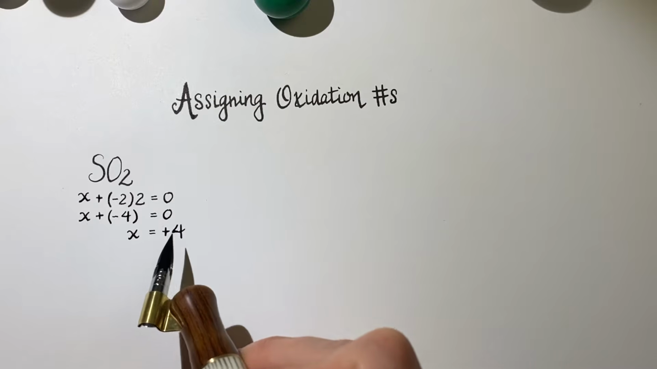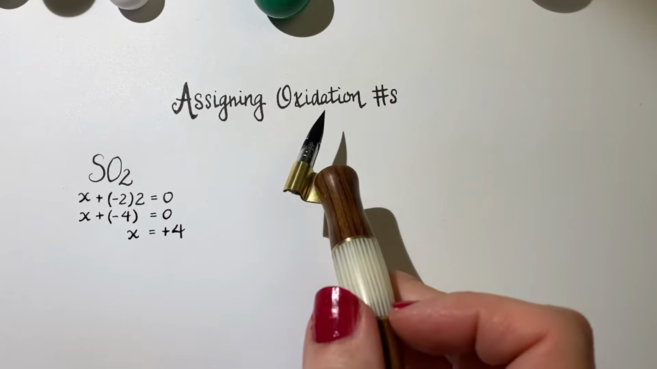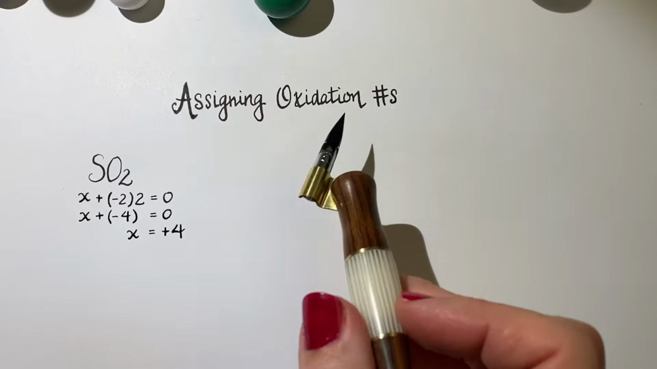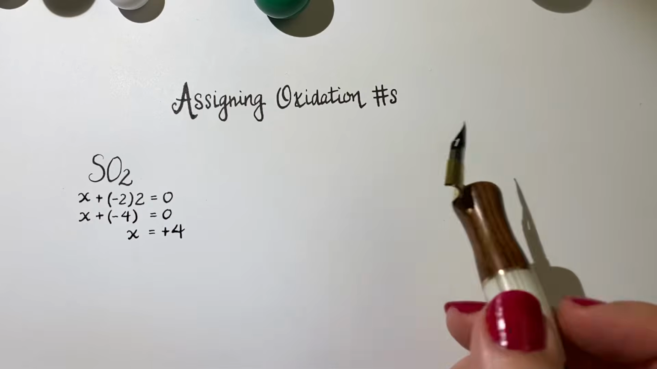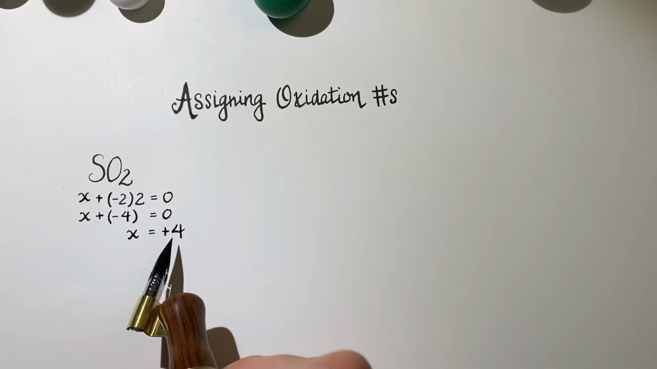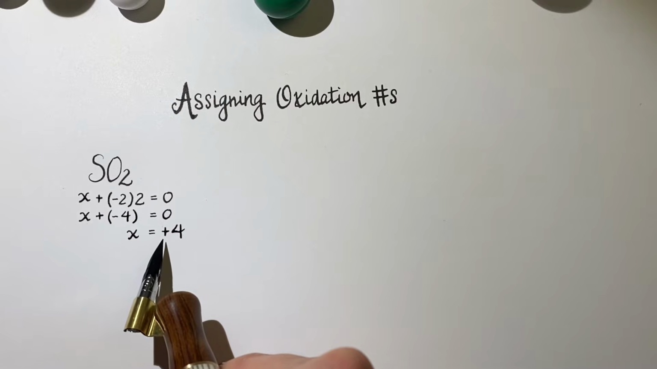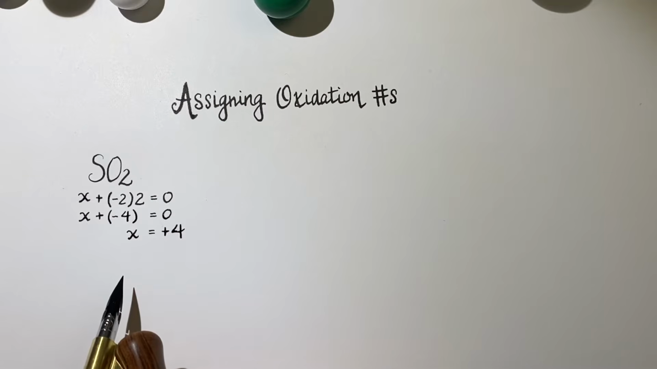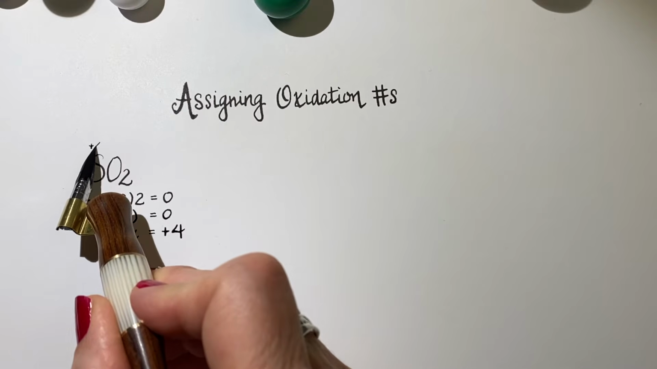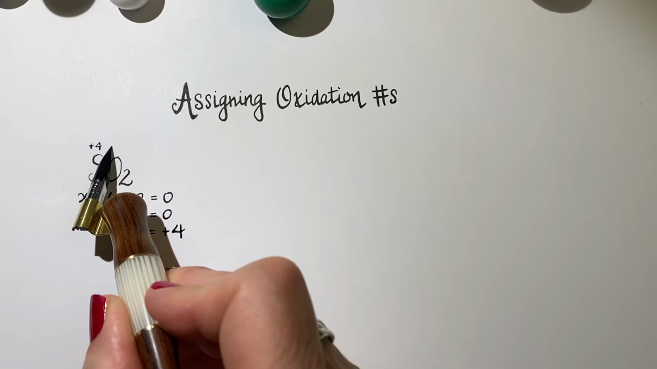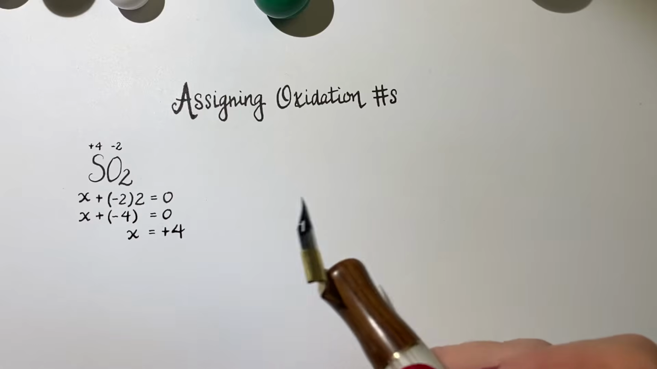Now, I'm going to put +4 here because when we're assigning oxidation numbers, they will be either a positive number, 0, or negative. So, if this were a math problem, we'd just write 4, but since it's an oxidation number, it's +4. So, I'll just write it up here. Oxidation number of sulfur is +4, oxidation number of oxygen -2.